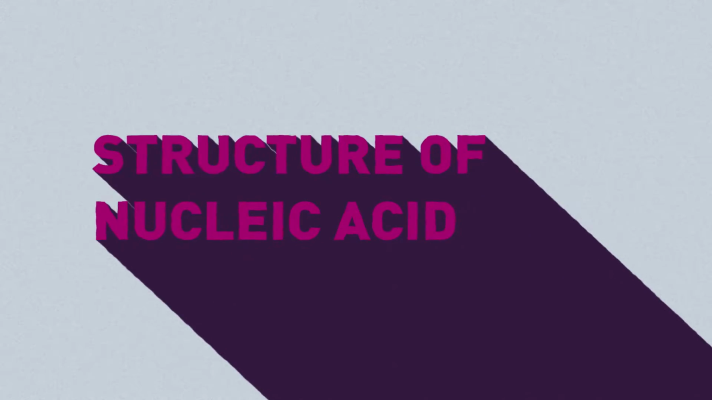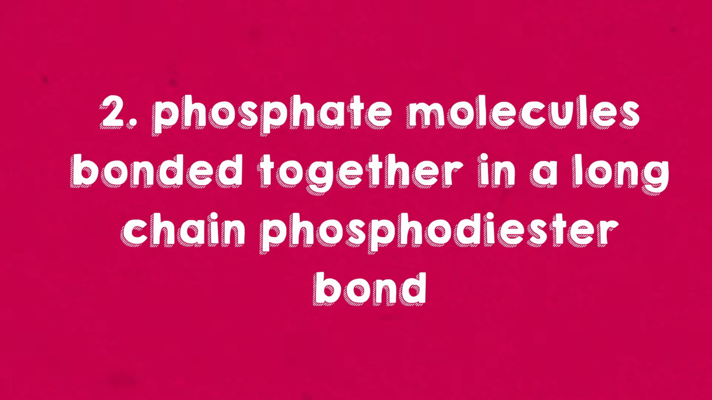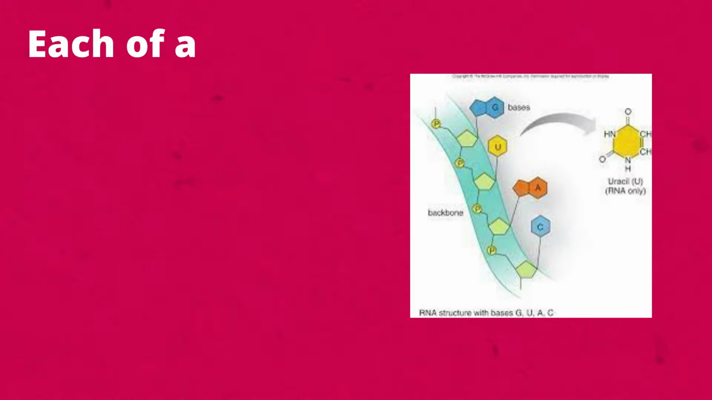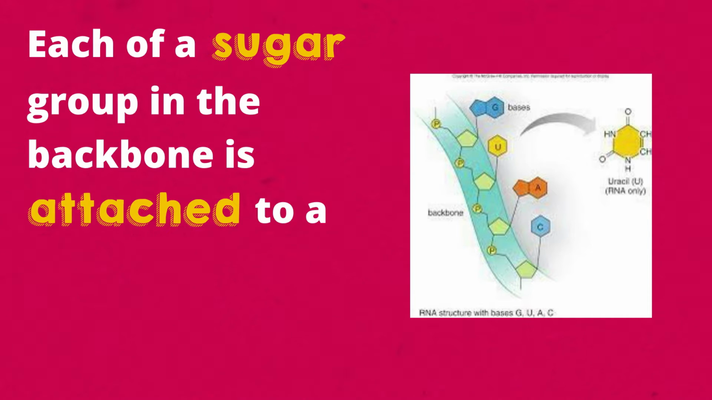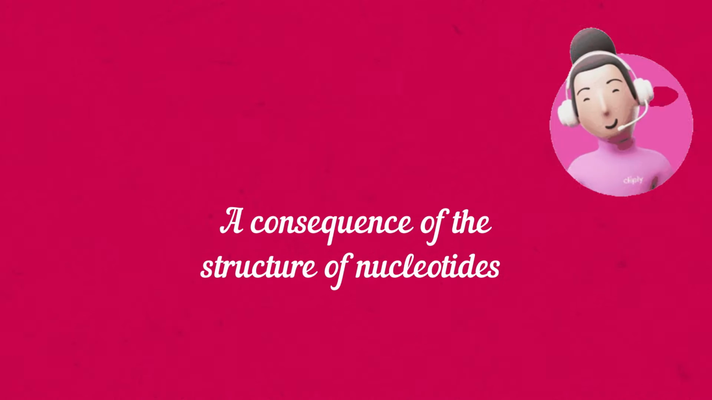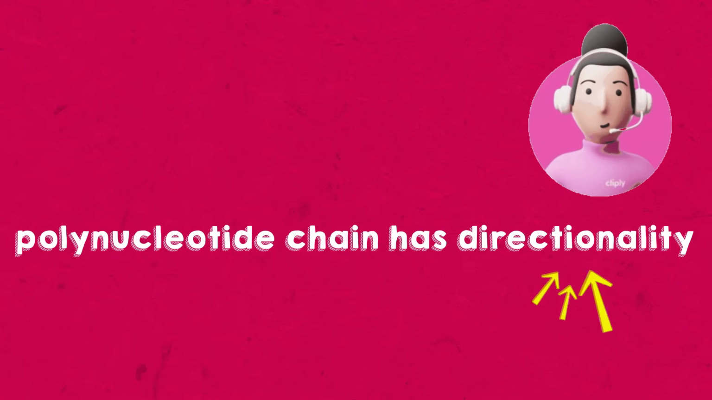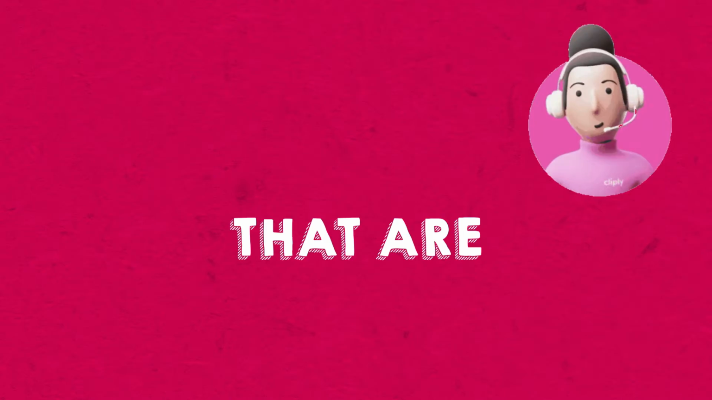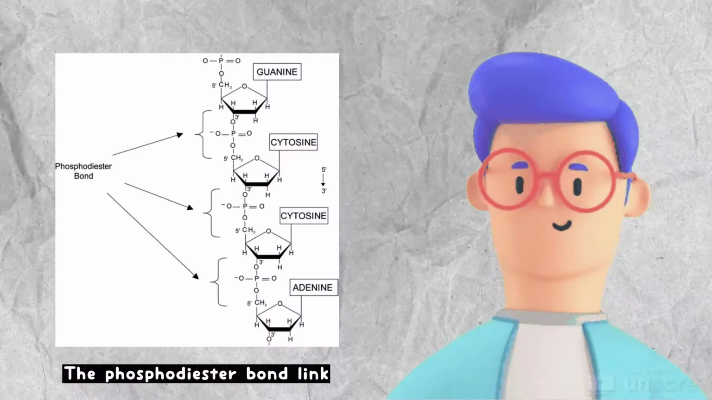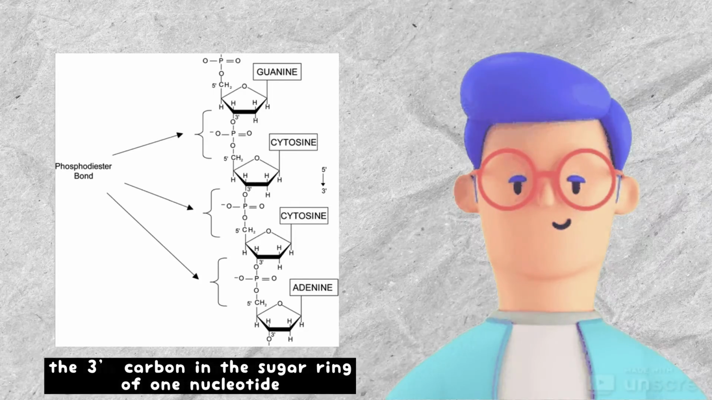The structure of nucleic acid. Nucleic acid is a very large molecule that has two main parts. The backbone of nucleic acid is made of alternating sugar and phosphate molecules bonded together in a long chain by phosphodiester bonds. Each of the sugar groups in the backbone is attached to a third type of molecule called a nucleotide base. A consequence of the structure of a nucleotide is that a polynucleotide chain has directionality. That is, it has two ends that are different from each other. The phosphodiester bond links the 3' carbon in the sugar ring of one nucleotide to the 5' carbon on the next nucleotide.